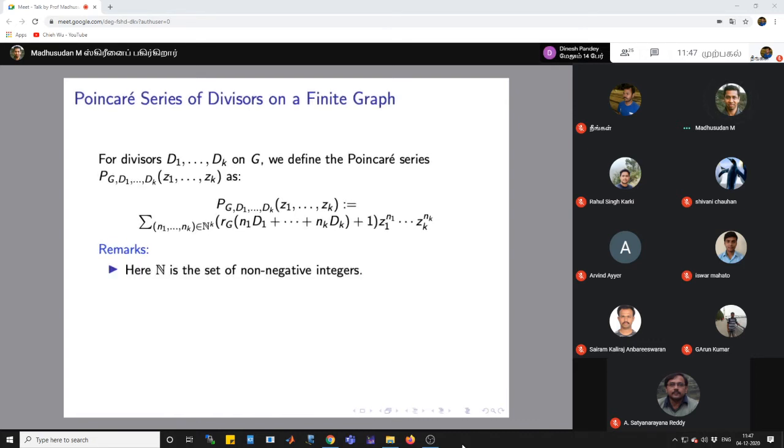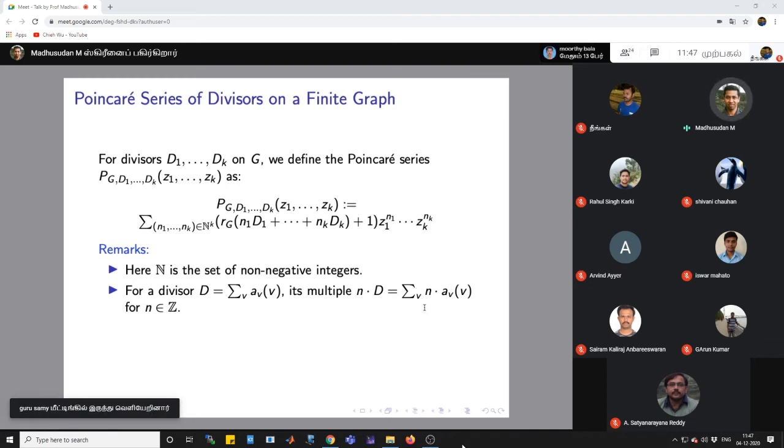Okay. So as I said here, for this talk, the n here is a set of non-negative integers. And just to clarify this construction, you can indeed take multiples of a divisor. If you have a divisor d, its nth multiple is multiplication of every coefficient by n. So the nth multiple, n times d, where n is an integer, is simply this divisor where the coefficient of b will now be n times ab, where ab was the original coefficient.